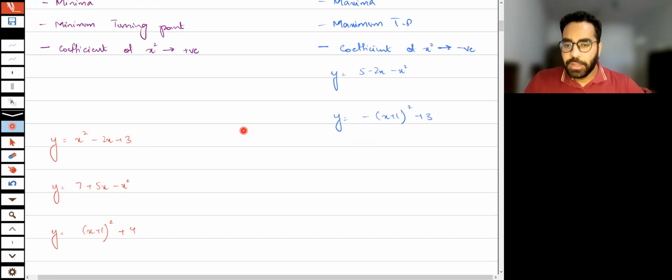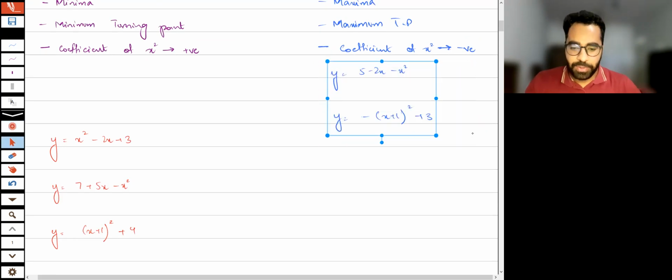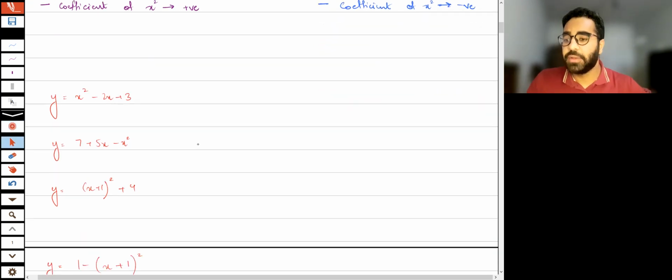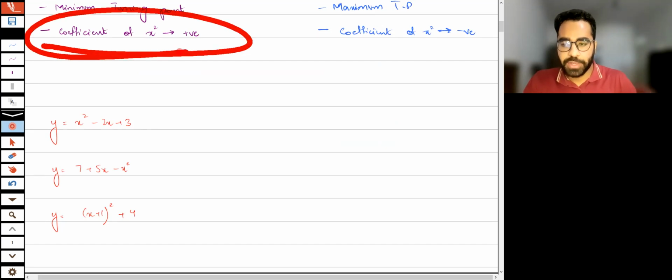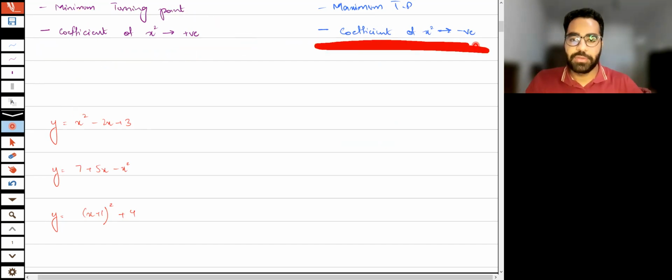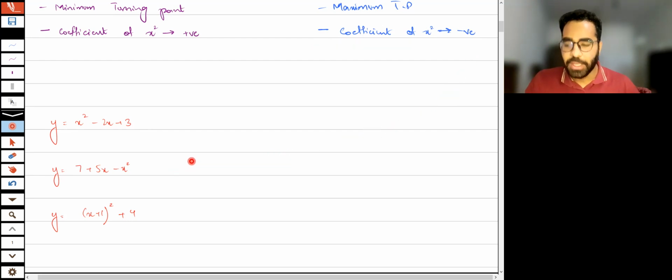Right. Over here, I have a few equations. And looking at these equations, we don't have to expand them. You just have to look at them and tell me if these are going to give you a maximum curve or a minimum curve. Again, I'm going to repeat. When my coefficient of x squared is positive, I'm going to get a minima, and when my coefficient of x squared is negative, I'm going to get a maxima. Just pause the video for a few minutes and figure these out.